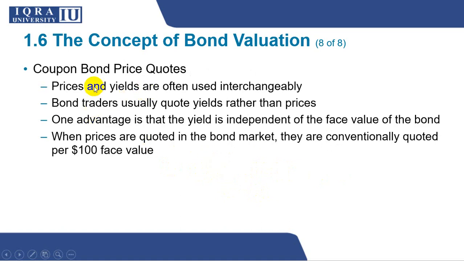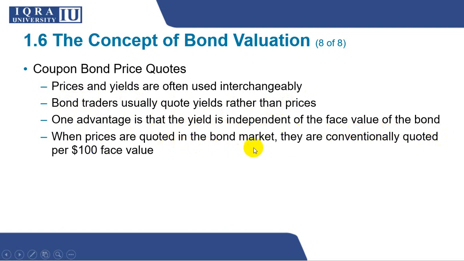So, coupon bond price quotes. Prices and yields are often used interchangeably. So yield is also called the price. Bond traders usually quote yields rather than prices. So they say what is the yield to maturity. One advantage is that yield is independent of the face value of the bond.